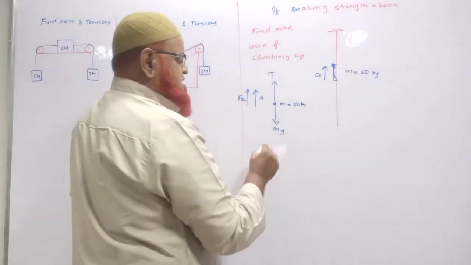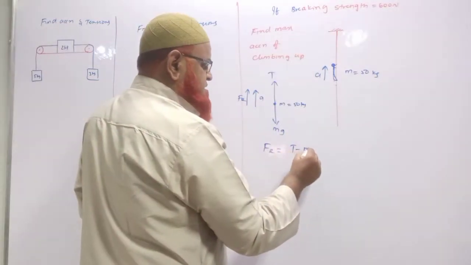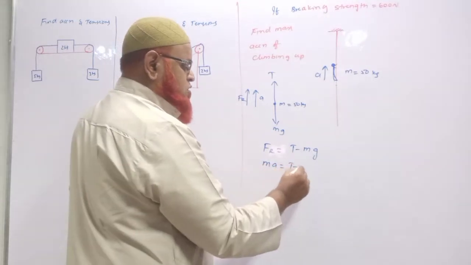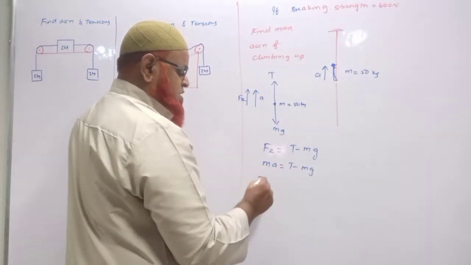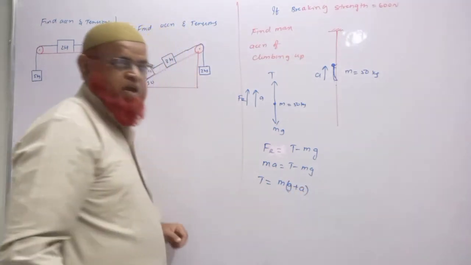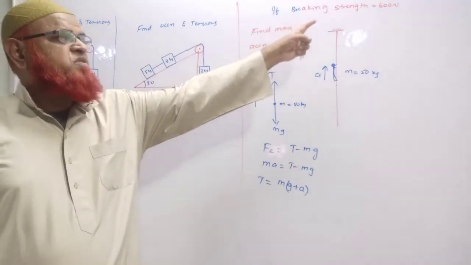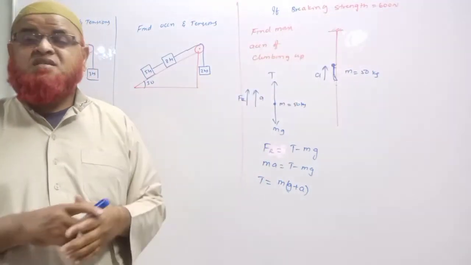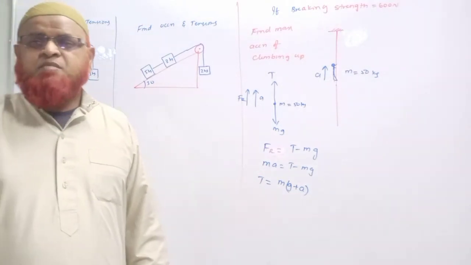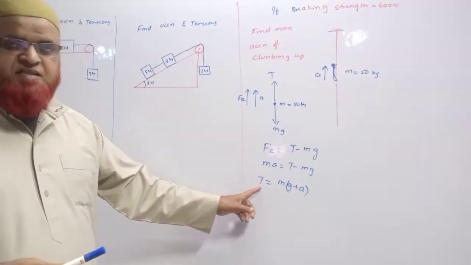Okay, so what is the resultant force here? Resultant force is equal to tension minus mg. Resultant force is ma, which is equal to tension minus mg. So T is equal to m into (g plus a). And you know that if tension crosses 600 newtons, the thread is going to break. Understand? So the maximum limit of tension is 600 newtons. You have to apply 600 here and find the answer.